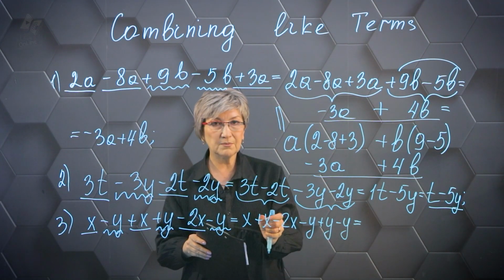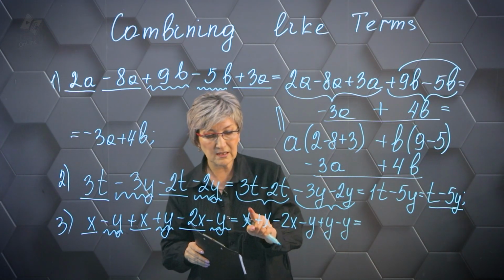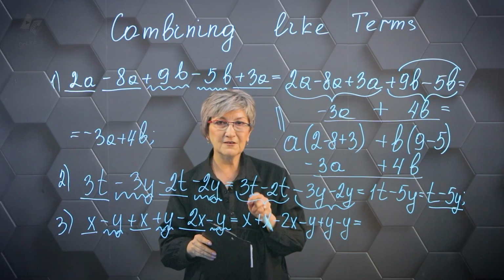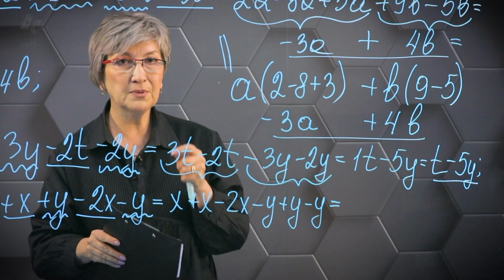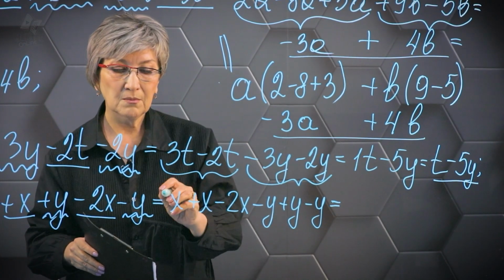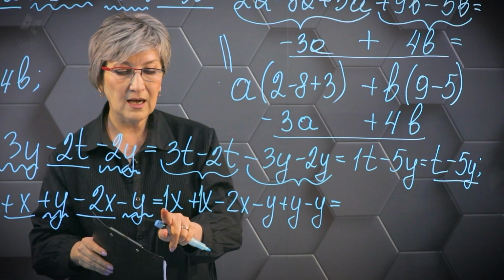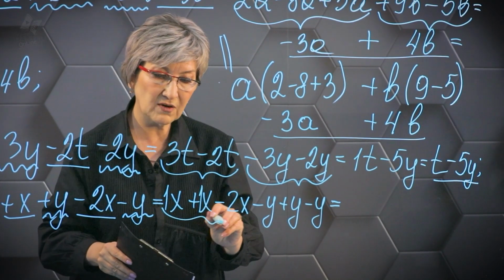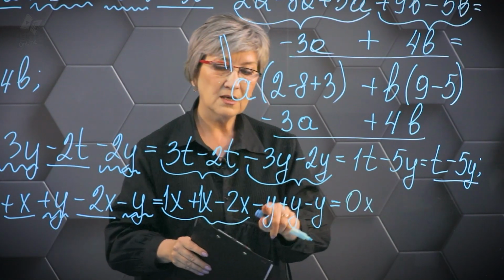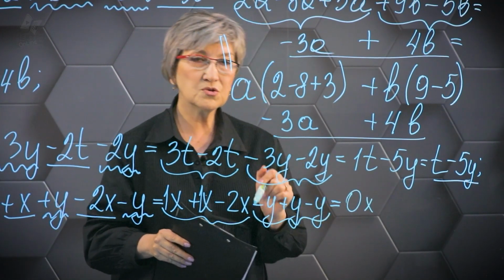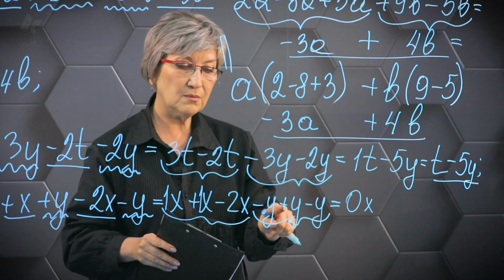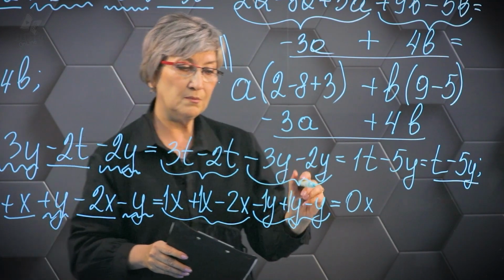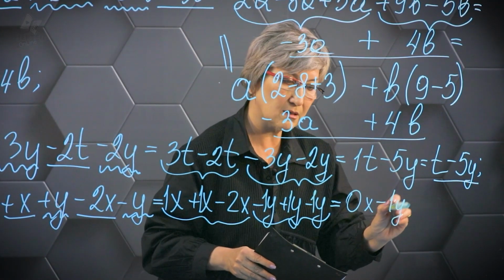In order to count correctly, we will remember that if no number is written in front of the letter part, the coefficient is equal to 1. In order to make it easy to do the math, we'll put 1. And then 1x plus 1x is 2x. 2x minus 2x is 0x. Let's find the sum of y. Minus y minus y minus y is minus 1 minus 1 minus 1.